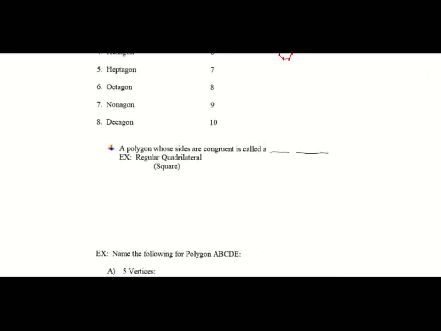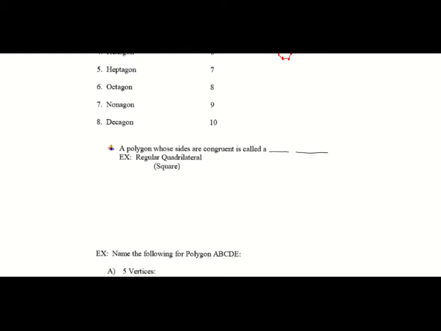Then when we have a polygon whose sides are congruent, that is called a regular polygon. So if I were to draw a regular quadrilateral, otherwise known as a square, all 4 of my sides would be congruent, and I can label that like this. That tells me all 4 sides are congruent. That is my regular quadrilateral, or a square.